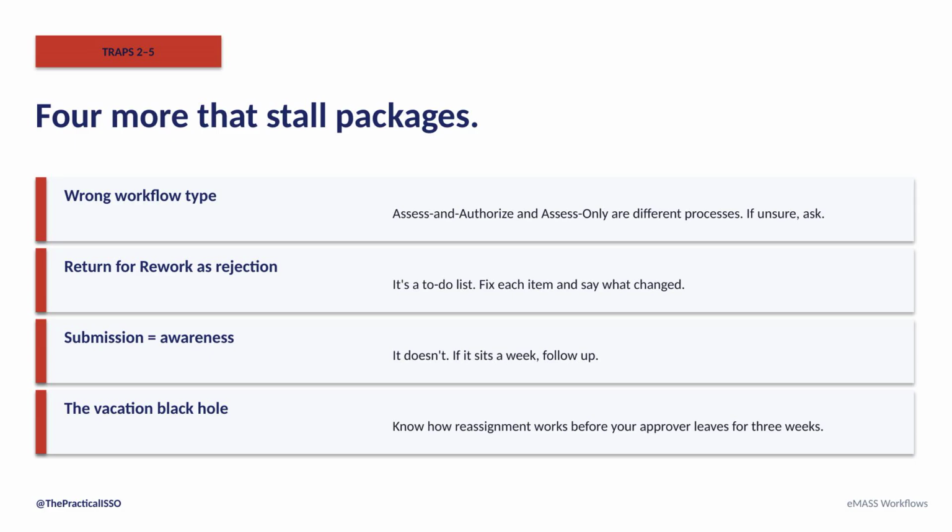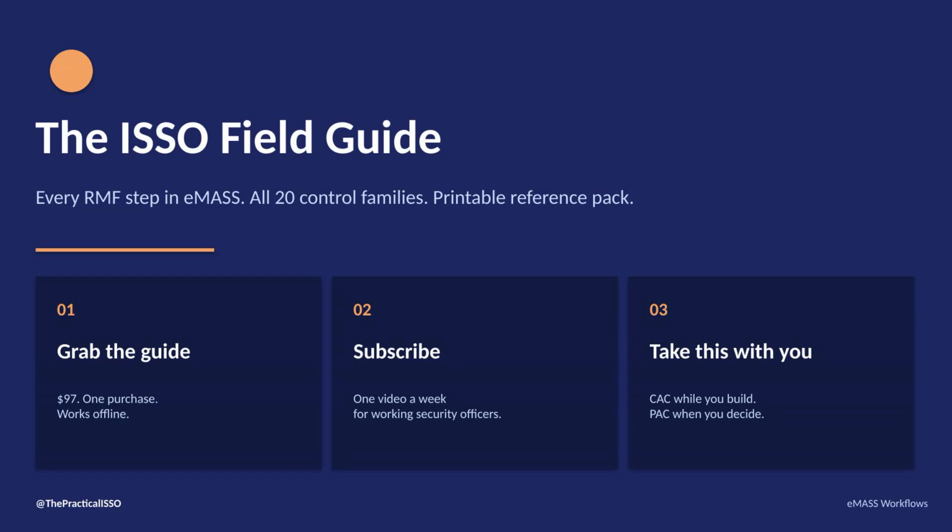Here's what to take with you. The CAC validates controls while you build. Unofficial, validated, official. The PAC carries the decisions. Batch your submissions, write real comments, verify the chain is staffed, and remember the package is a snapshot the moment you submit. Workflows aren't paperwork. They're the system that turns your year of work into a signature.